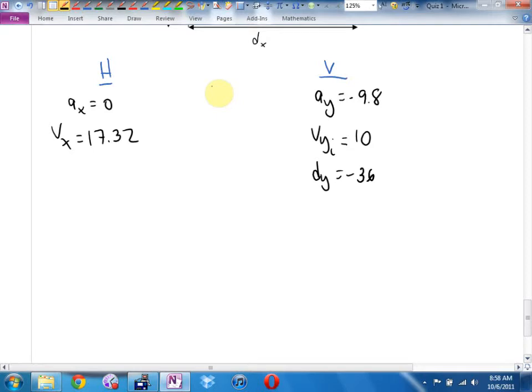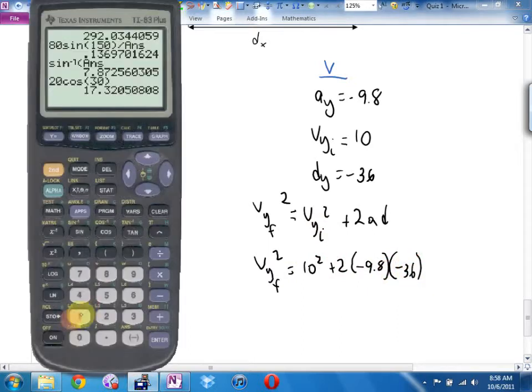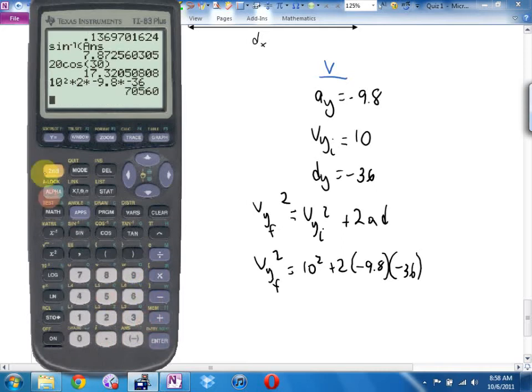Okay. Turns out Vy final squared is going to be Vy initial squared plus 2AD. Vy final is going to be 10 squared plus 2 times negative 9.8 times negative 36. 10 squared, not minus, times 2 times negative 9.8 times negative 36. And I get Vy final. That's totally wrong because I have a times there, Mr. Dueck, instead of a plus there, Mr. Dueck. Come on, calculator. Plus.